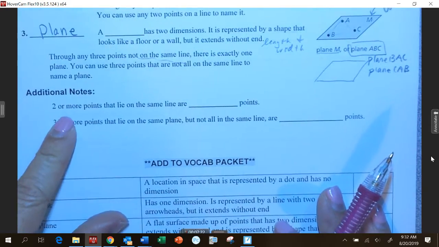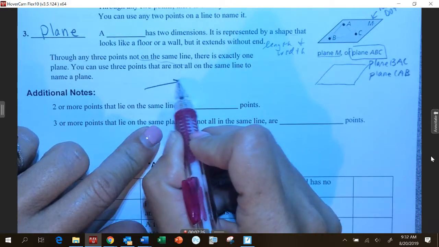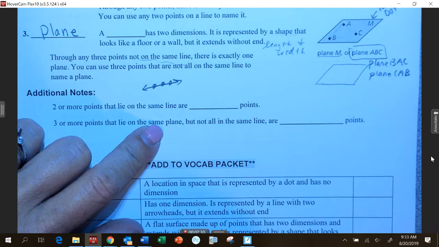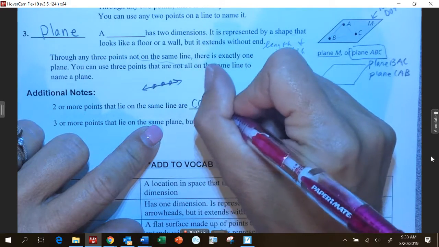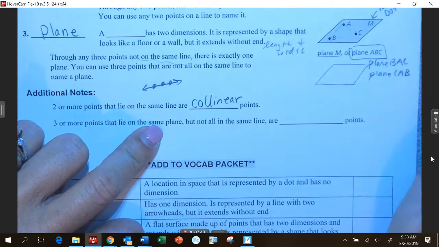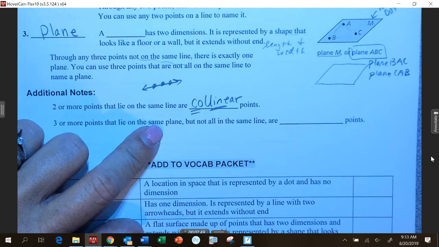A couple additional notes. If you have 2 or more points that are lying on the same line, so here's a line. Here I've got 2 or more points on the same line. Same line, we have a vocabulary word called collinear. You'll see the word co, which means together, and you also see line in that word. Co-line, same line, collinear.